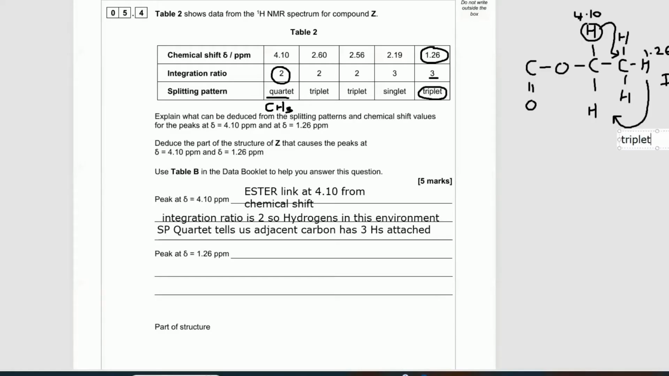Now, what does the triplet tell you? With splitting patterns, they call it the N+1 rule. I like to think of it as the N-1 rule. You take the triplet, take away one, and you get two, and that tells you the amount of hydrogens next door. But most of the books call it the N+1 rule, and they say the splitting pattern is one more than the number of hydrogens on the adjacent carbon. So if you get a triplet, it tells you there's a CH2 next door, or two hydrogens attached to the carbon next door. So all of that information is there.